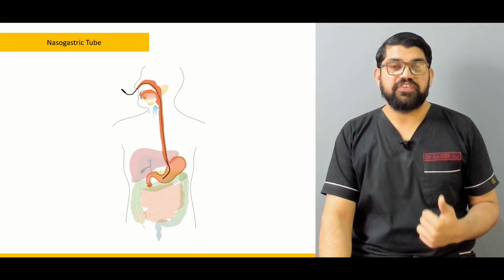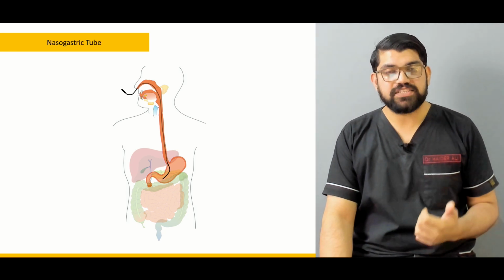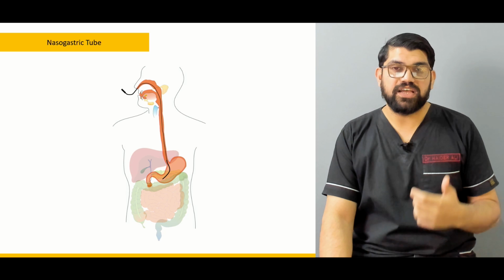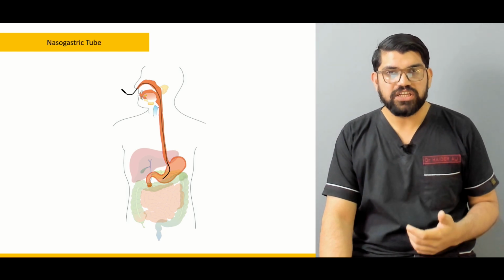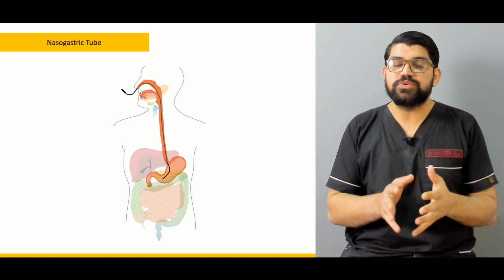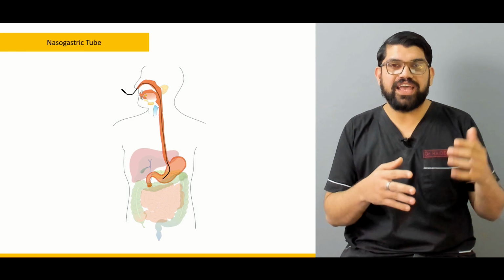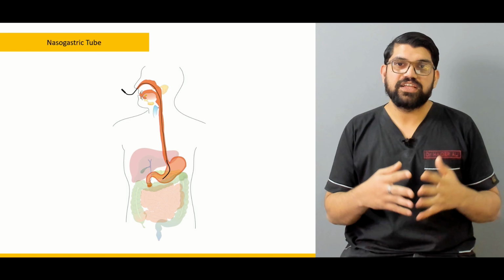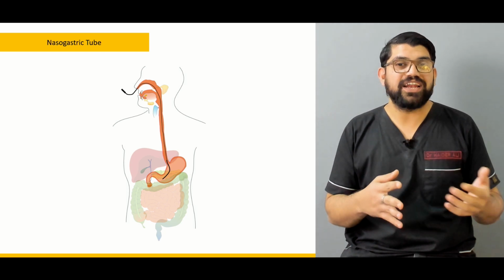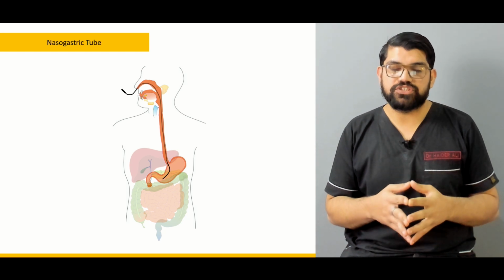Nasogastric tube is very, very important in patients with constipation to decompress the abdominal distension that's due to the constipation. Nasogastric tube is also used in patients with upper GI bleed to remove the blood, to clear the field from the blood so that the endoscopist can move in, find the bleeding point and stop the bleeding.